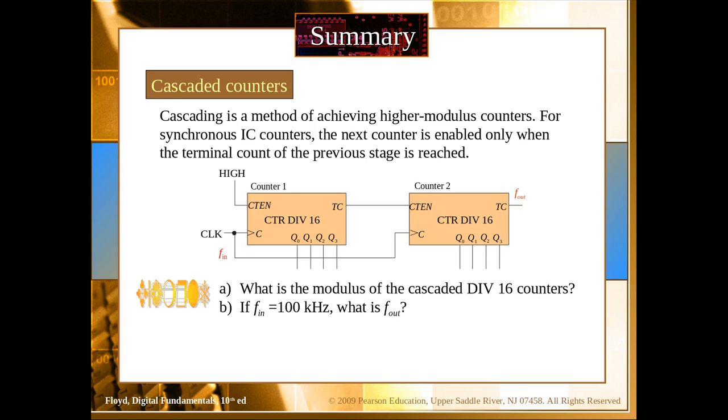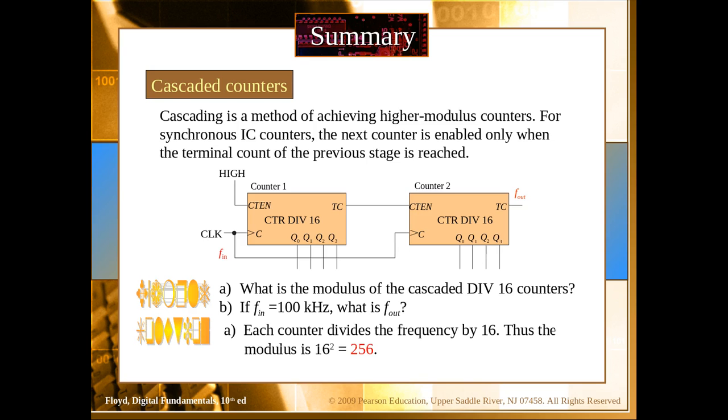The modulus of these cascaded divide-by-16 counters would obviously be 16 times 16, or 256, and if the input frequency is 100 kilohertz, the output frequency would be 100 kilohertz divided by 256, which is 391 hertz.